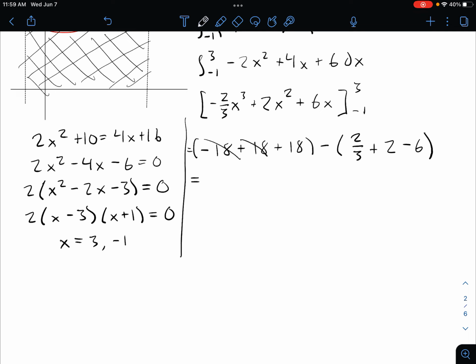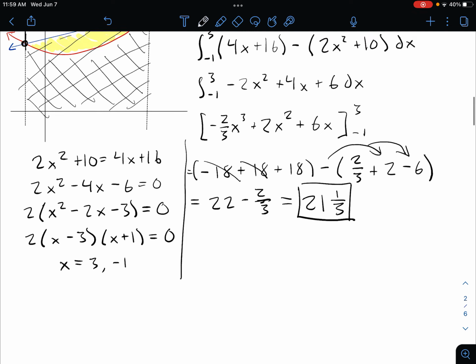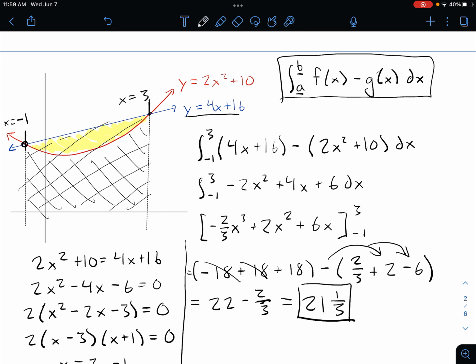So if we do some combining, we're going to get 18 minus 2, since this distributes, plus 6, which is 22, and still minus 2/3, which gives us 21 and 1/3. And that is going to be the area between these two curves.